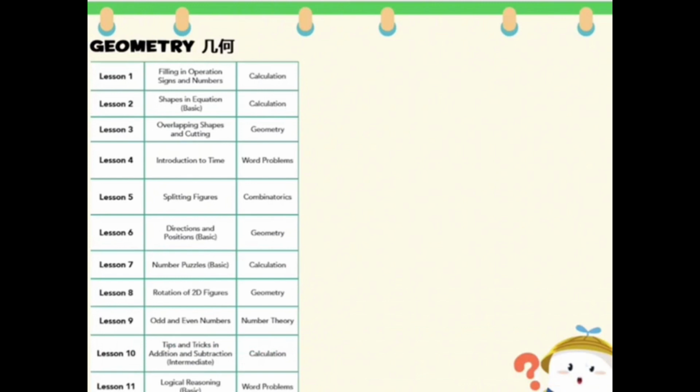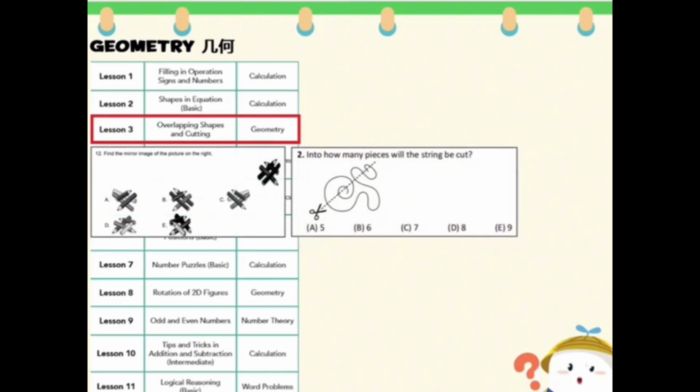Okay, next part is about the geometry. The first topic to review is about the overlapping shapes and cutting. Actually, this topic is frequently tested in several math competitions. So here you can see which one is on the top, which one is on the bottom. Here, the most important thing is to pay attention to the order. Is the order from top to bottom or from bottom to top? Everyone, please try to underline the keywords when you read the question.